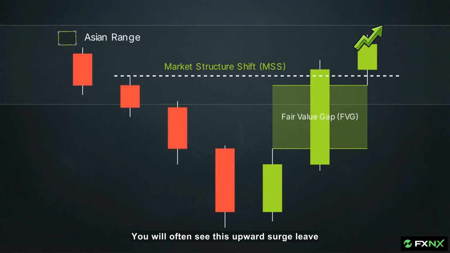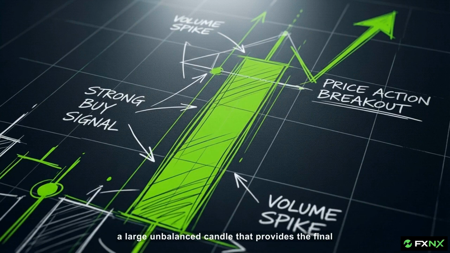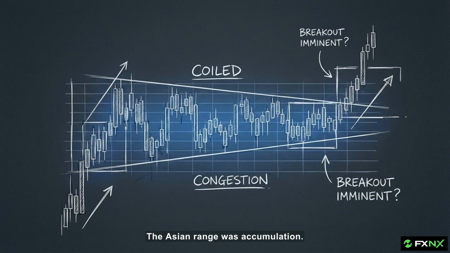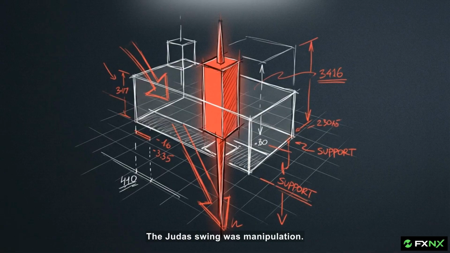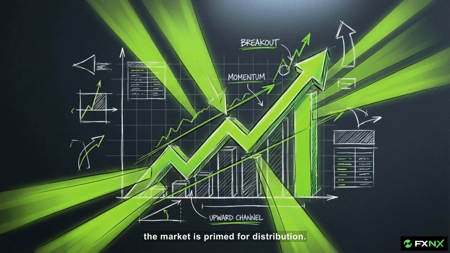You will often see this upward surge leave behind a fair value gap, a large, unbalanced candle that provides the final piece of evidence that institutional buying power has entered the market. This completes the mechanics. The Asian range was accumulation. The Judas Swing was manipulation. Following the structure shift, the market is primed for distribution.